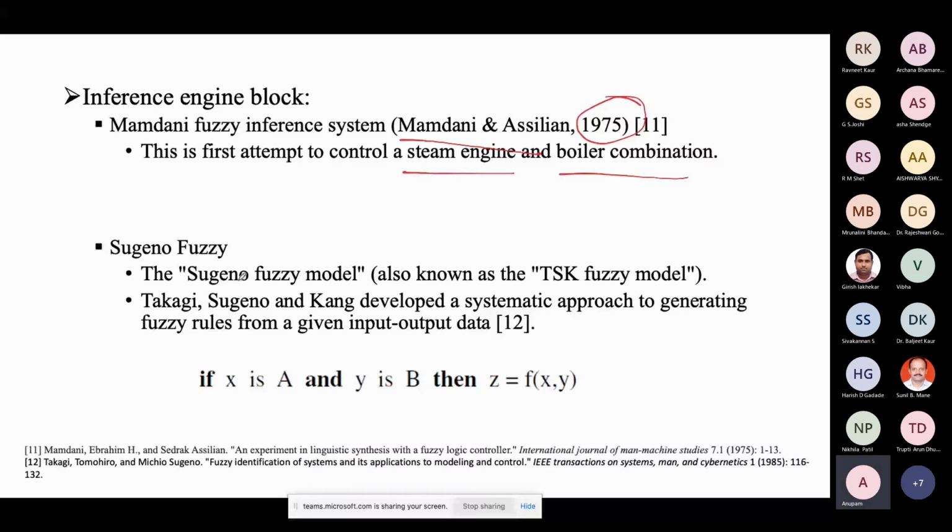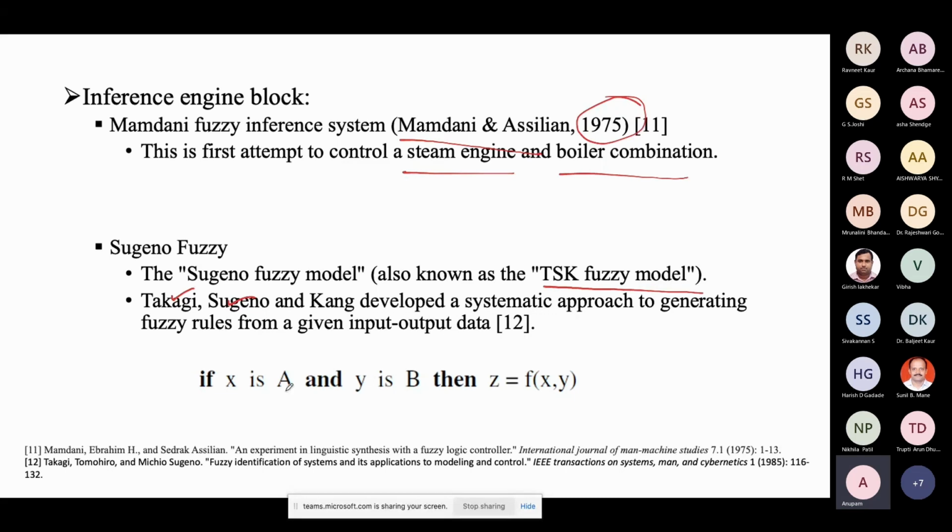This is a Mamdani fuzzy model. This is Sugeno, also known as the TSK fuzzy model, Takagi-Sugeno-Kang fuzzy model. That was given by Takagi. Takagi, Sugeno, and Kang are the scientists' names. They developed this technique, known as the Sugeno fuzzy model, and they have given a systematic approach.